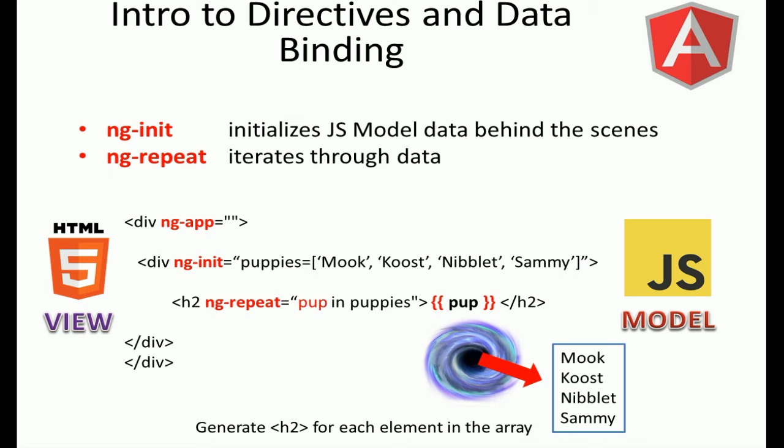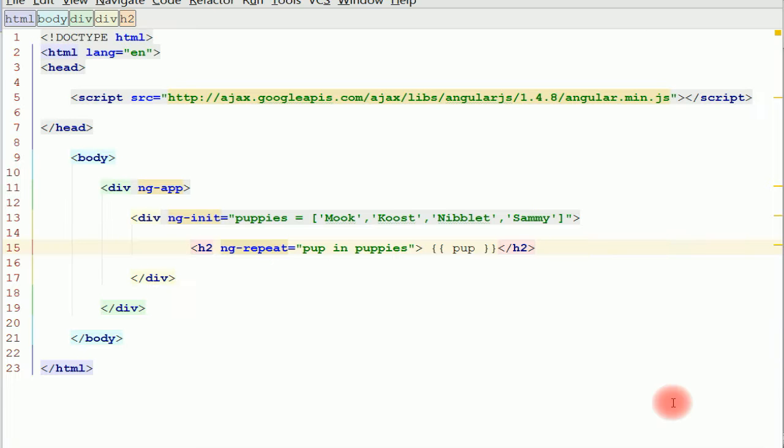Using ng-init in this way is considered bad practice. So as soon as we create our own controller with JavaScript, we will never use ng-init again. We can now see the puppy array as a property of root scope by checking with our scope tool ng-inspector. Let's visit the browser and run our application.